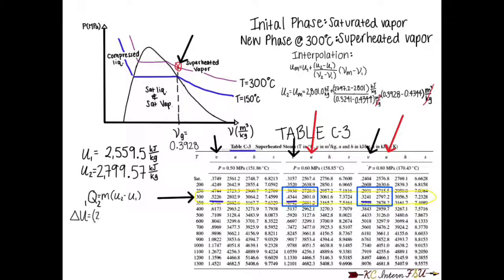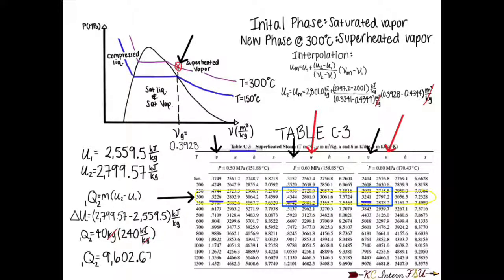We now have all the values needed to plug into our equation. Q is equal to m times (u2 minus u1), making our final Q1-2 equal to 9,602.67 kilojoules.